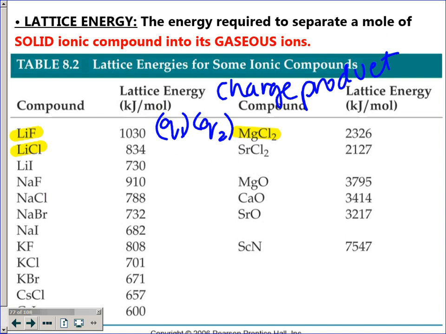All right, so can you do this on your own? Because I did the first one, do the second example. Actually, let's keep this consistent. Compare magnesium chloride and lithium chloride and write down why the lattice energy is greater for this one.